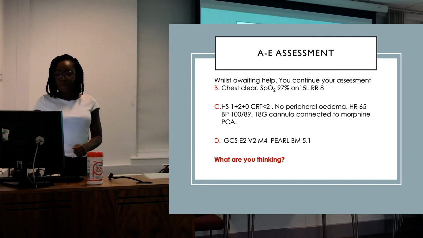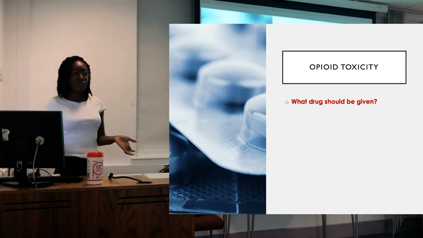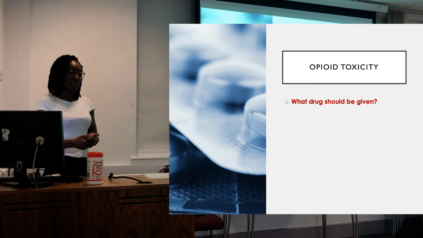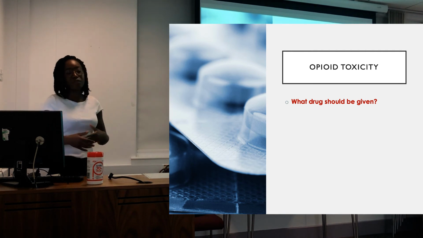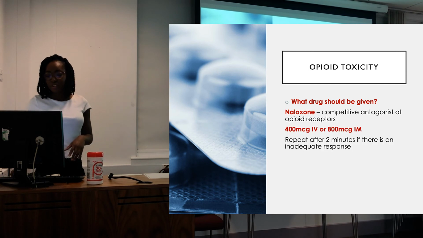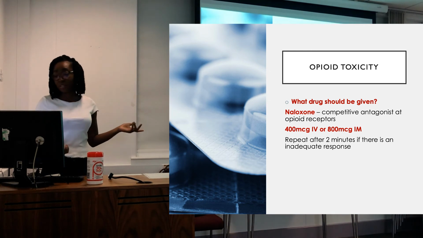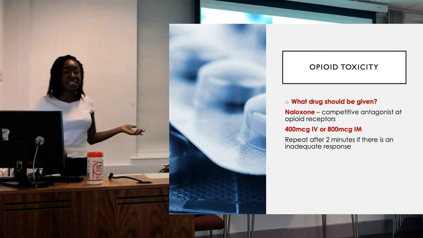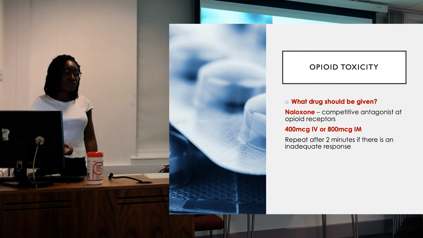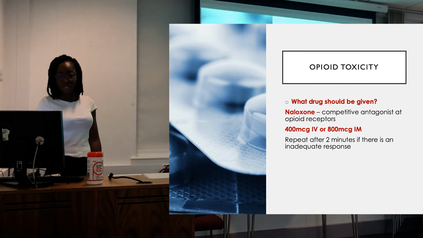So what drugs should be given if you're thinking of opioid toxicity? Exactly. Do you guys know the dose of naloxone? So you can look it up, but typically you would give 400 micrograms IV or 800 IM if you don't have any IV access for whatever reason. Say they come into ED and you think they've taken an overdose of heroin or whatever, you can just give them IM. And you want to repeat that after 2 minutes if there's not an adequate response.